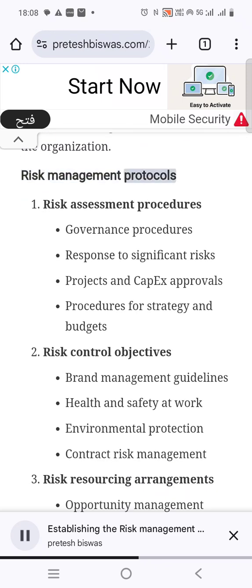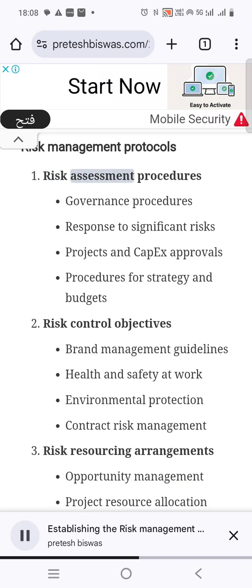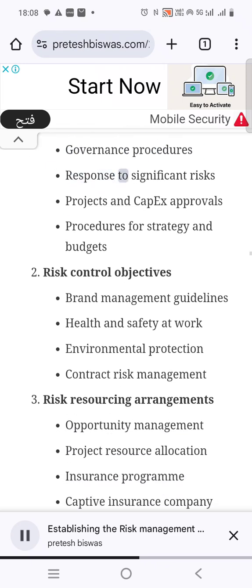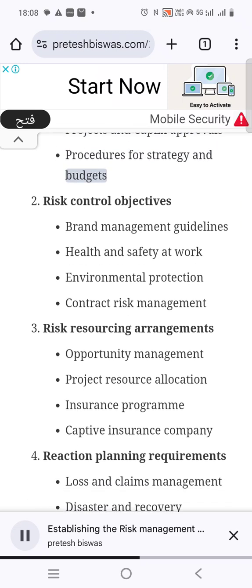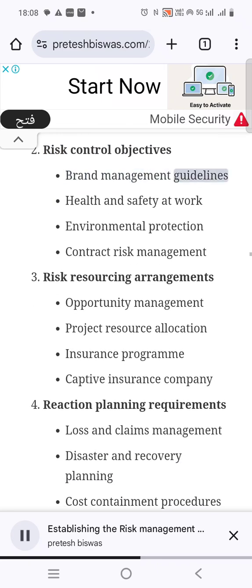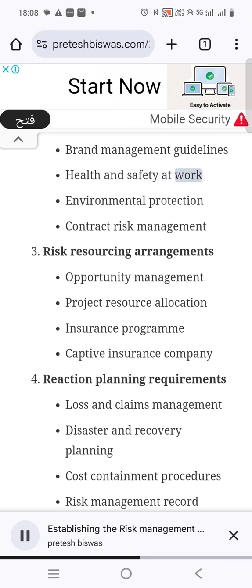Risk management protocols. 1. Risk assessment procedures. Governance procedures. Response to significant risks. Projects and CapEx approvals. Procedures for strategy and budgets. 2. Risk control objectives. Brand management guidelines. Health and safety at work.